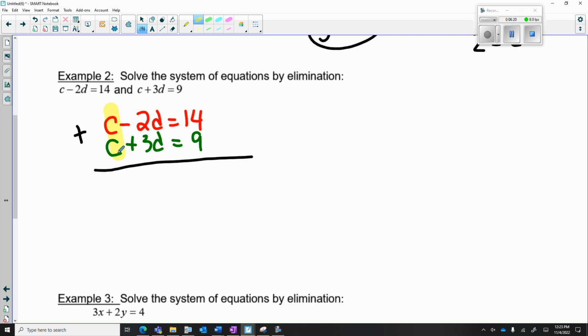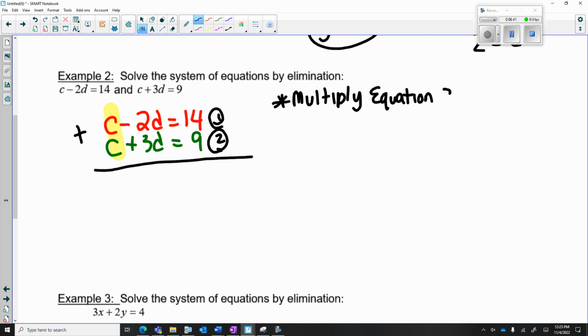So what I want to do is manufacture additive inverses by multiplying one of these rows by, in this case, -1. So it's up to you which one you want to do. I'll maybe multiply the second row, equation 2. I'll call this equation 1 and equation 2. I'll multiply equation 2 by -1. But remember, when you multiply it by -1, you got to multiply all the terms by -1, okay?